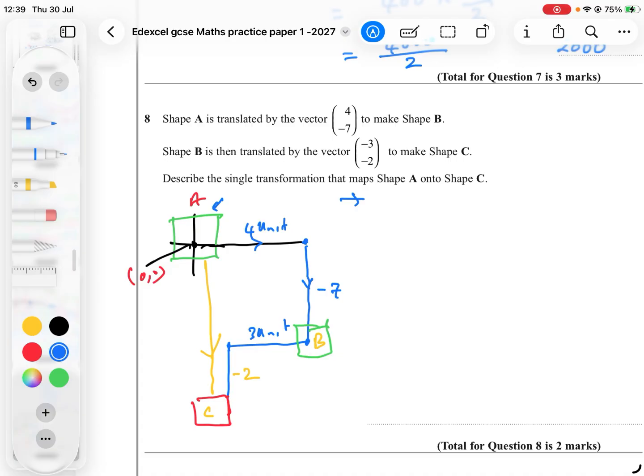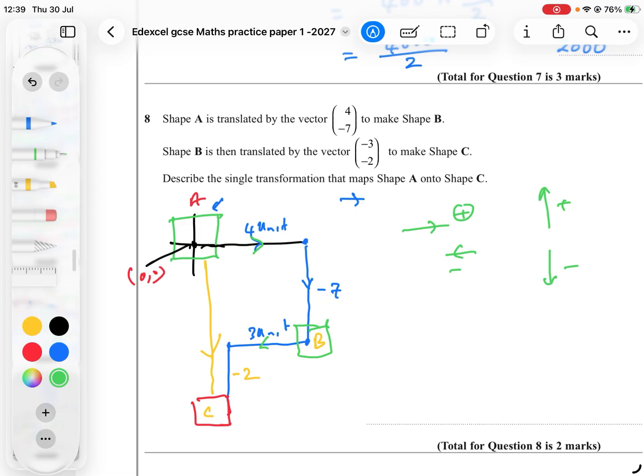Shape B is then translated by the vector (-3, -2) to make shape C. That means minus 3 means you have to move to the left side. Positive means right side, this way positive, this way negative. If we move up, positive. If we move down, negative sign. So minus 2 units.